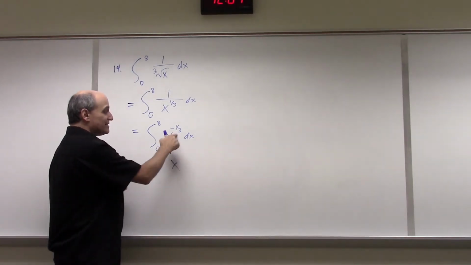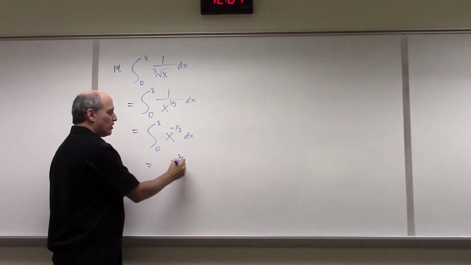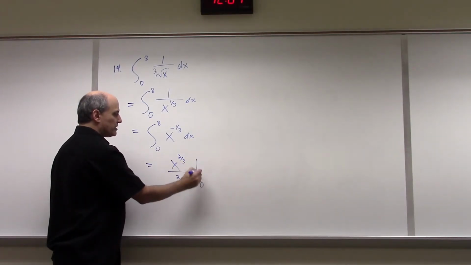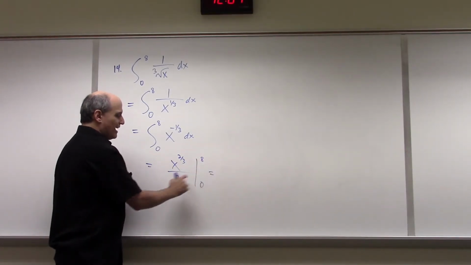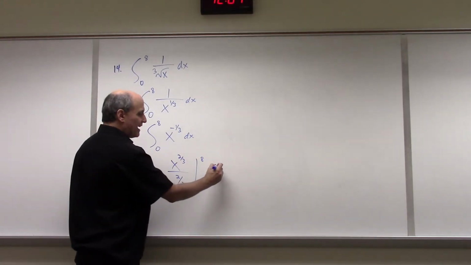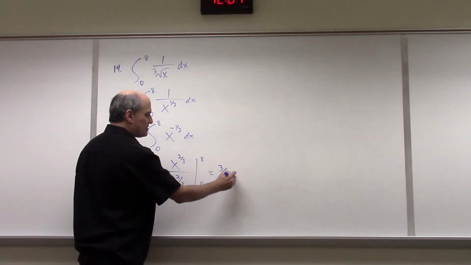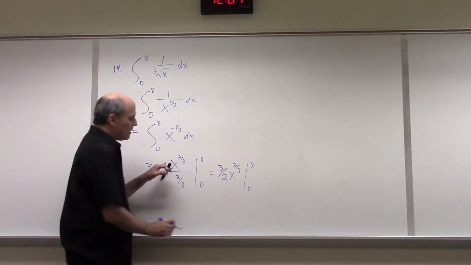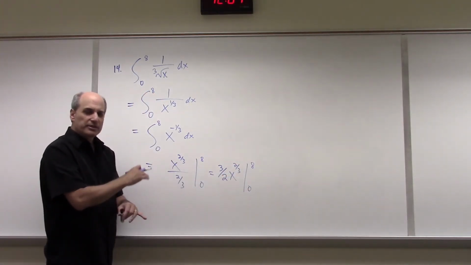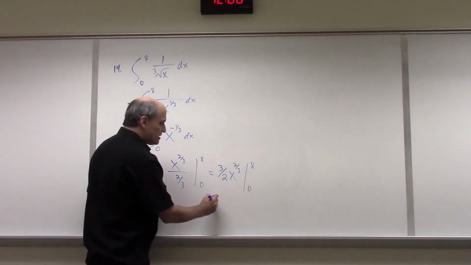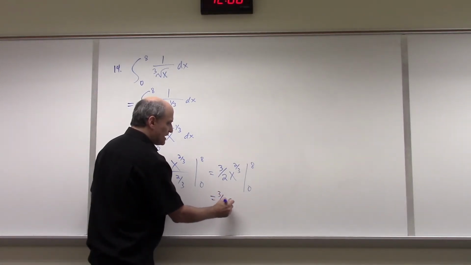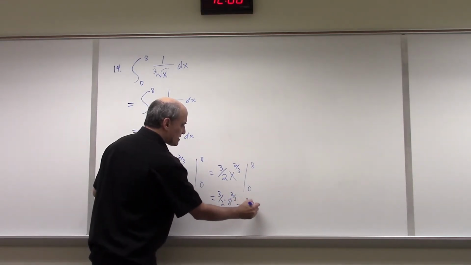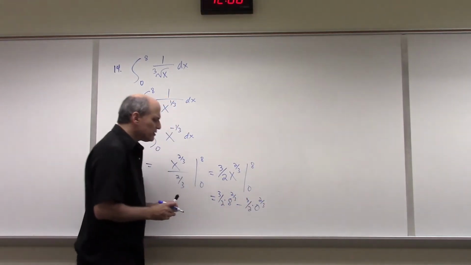This is x to the negative 1/3 plus 1 divided by 1/3 plus 1, from 0 to 8. And if you want, you can write that as 3/2 x to the 2/3, from 0 to 8. 1 divided by a fraction just flips it over. So this is 3/2 times 8 to the 2/3 minus 3/2 times 0 to the 2/3.